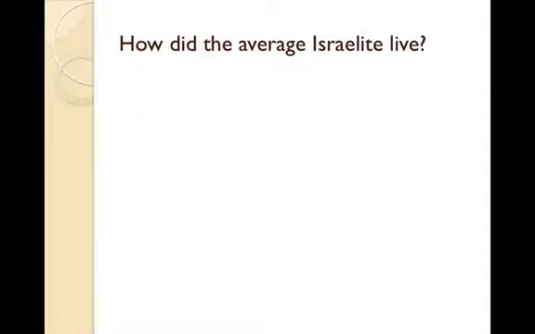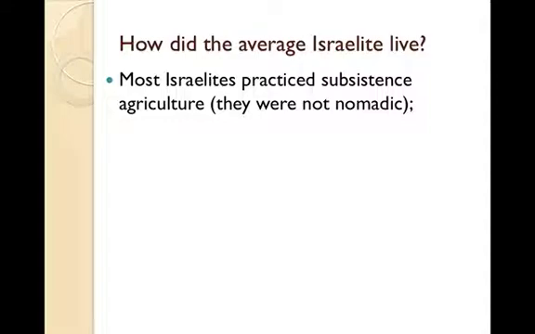So, how did the average Israelite live? We're not talking about the upper echelon of Israelite society, but more or less the average person in ancient Israel. What was their life like? Well, most Israelites practiced what's called subsistence agriculture. And by that we mean that they spent most of their life trying to grow enough food and fiber to survive, and with probably very little excess to sell or trade in order to gain additional wealth.